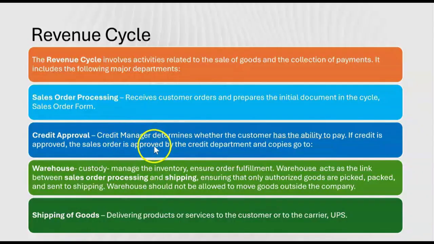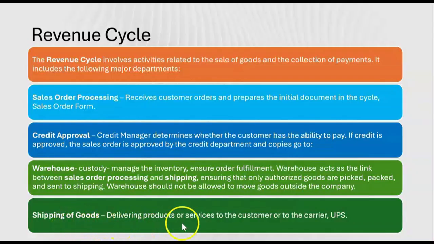The credit manager's job is to determine whether the customer has the ability to pay. If the credit's approved, that's good news. The sales order is approved, and then one copy of the sales order goes to the warehouse, and one copy is going to go to the shipping department. So the warehouse has custody of all the inventory. They ensure order fulfillment. The warehouse acts as the link between sales order processing and eventual shipping. Warehouse ensures that only authorized goods are picked, packed, and sent to shipping. Warehouse should not be allowed to move goods outside the company, because that job is the shipping department.